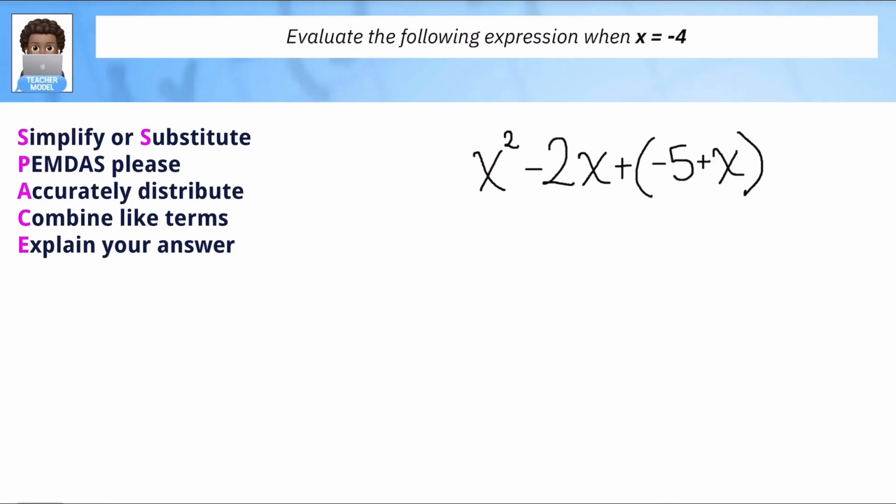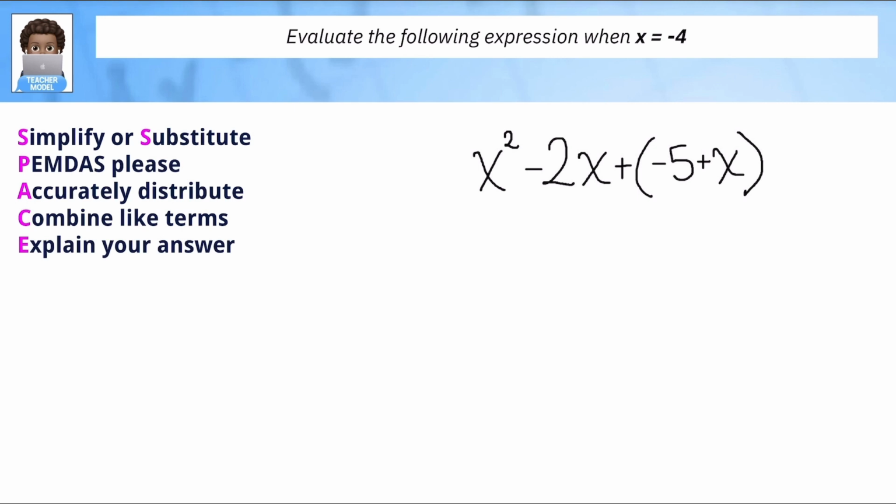So SPACE is just an acronym, meaning I'm either going to simplify or substitute, looking at the problem from the very beginning. I'm going to use my order of operations. That's why it says PEMDAS, please. I'm going to accurately distribute, combine my like terms, and if necessary, explain my answer. Many of these won't need the explanation part, but we'll look to see if a question asks for it.